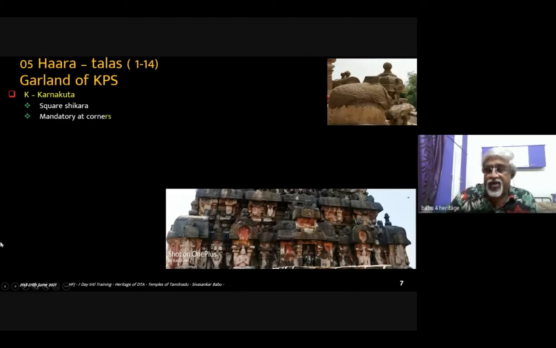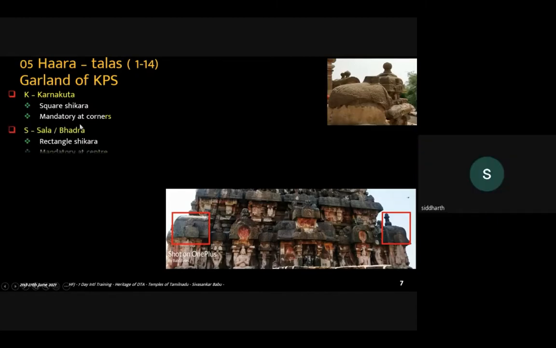So the rule for this temple is that this will be available only at the corner. It won't normally be available in the middle. In the corner, you will always have the Karnakutas. Karna means ear in Sanskrit. So on the edge, it is like an ear extending out. So in the corner, the rule is that we will have Karnakutas.